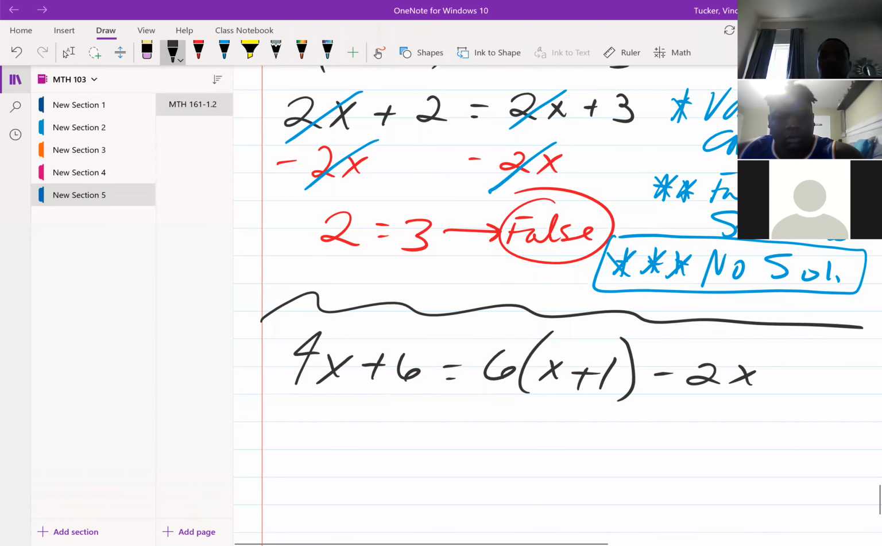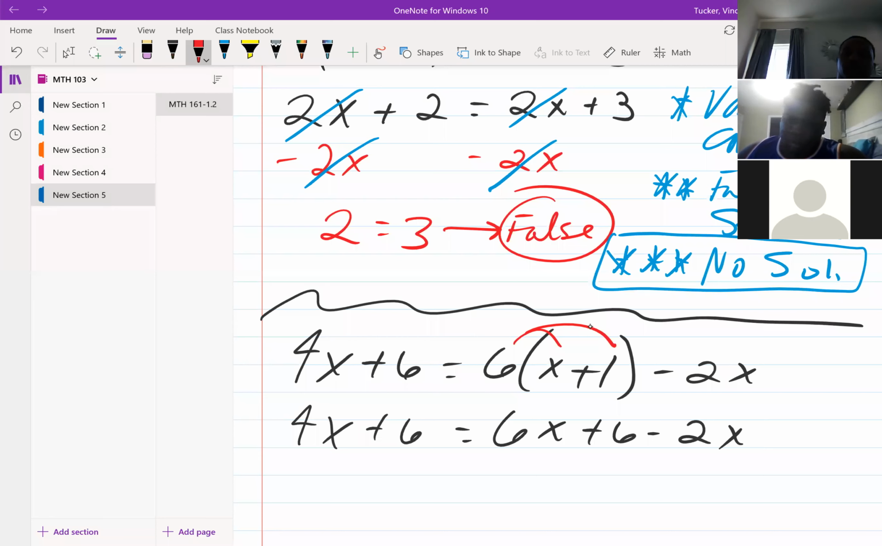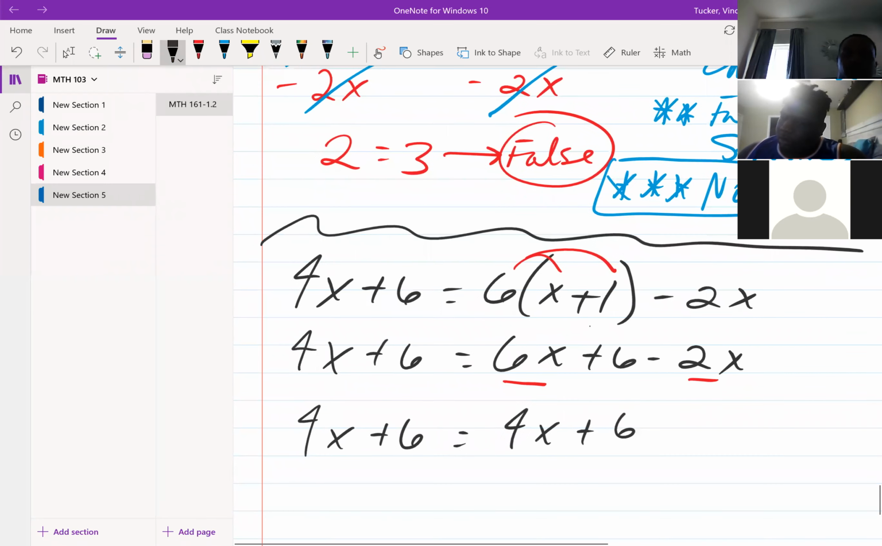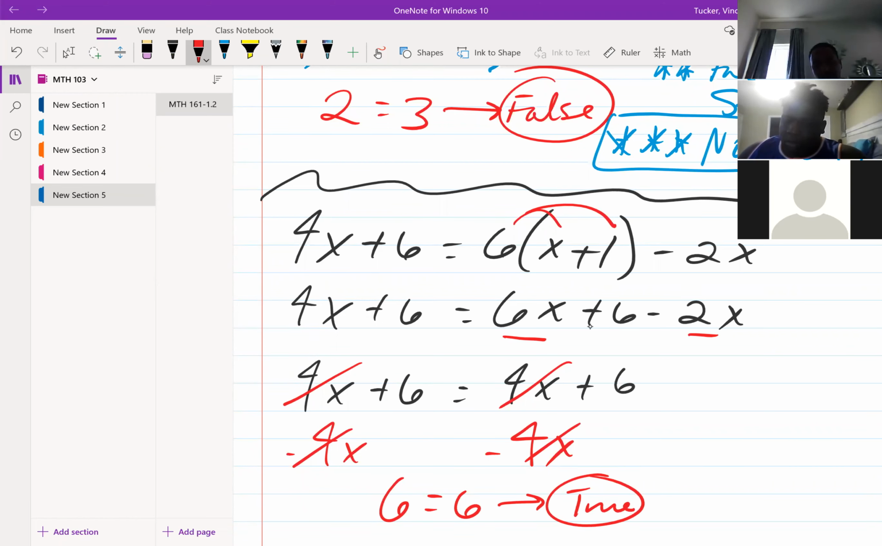All right, last one, distribute that 6, 4x plus 6 equal to 6x plus 6 minus 2x. Combine your like terms, 4x plus 6 is equal to 4x plus 6, so you might be able to see where we're going here. This time, subtract 4x from both sides. And I have 6 equals 6, which is true. And also, once again, it didn't have to be 6 equals 6. If you would have subtracted the 6s and then subtracted negative 4x, you would have gotten 0 equals 0, which is true. So your bottom line is you're trying to get a true statement. In this scenario, you want to have a true statement.